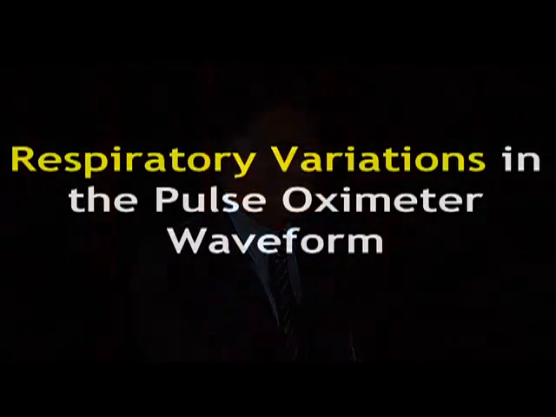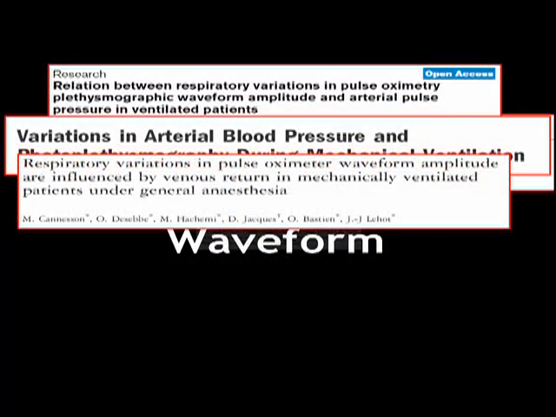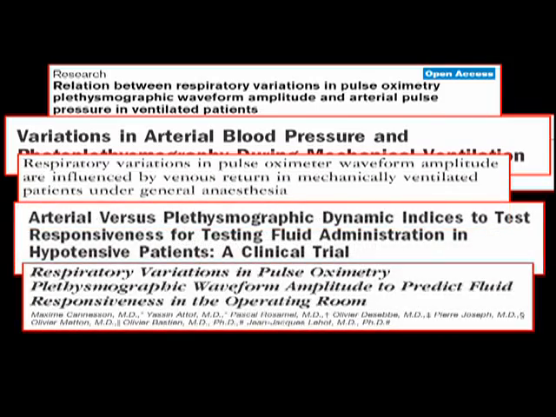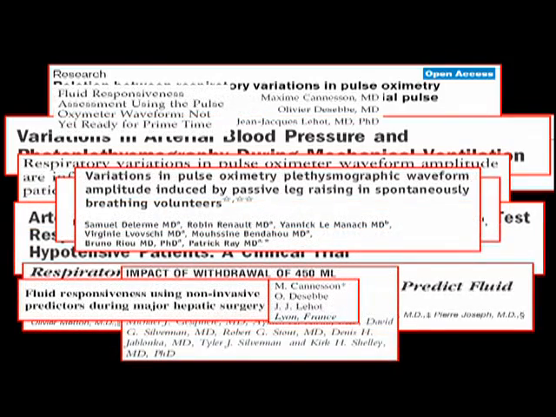And it is possible to measure and to monitor the respiratory variation in the pulse oximeter waveform. And today we also have more than 20 or 25 papers showing that the respiratory variations in the plethysmographic waveform are related to the respiratory variations in the arterial pressure waveform. The only difference, of course, is that the plethysmographic waveform is obtained non-invasively.